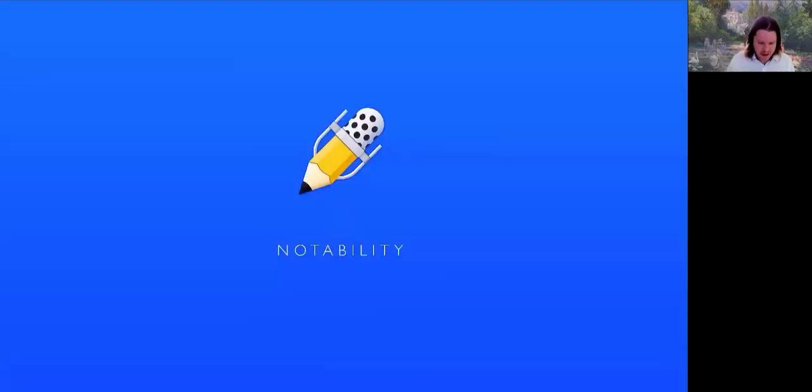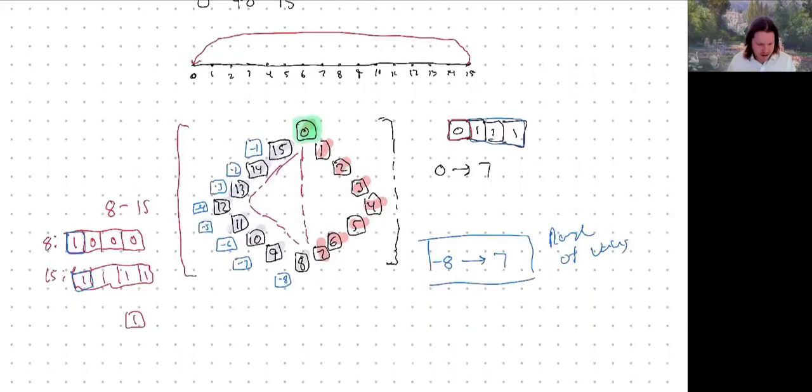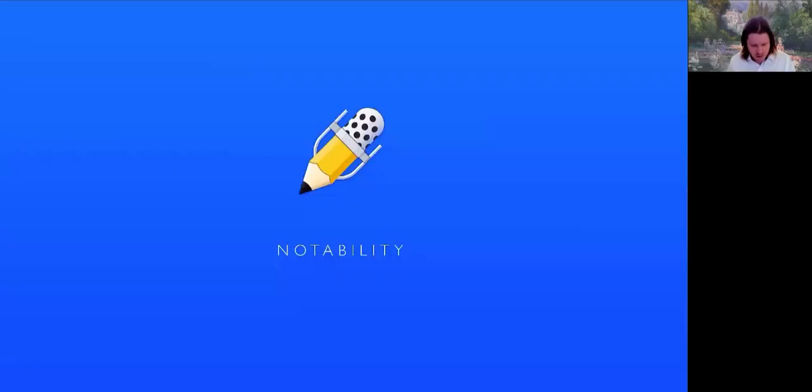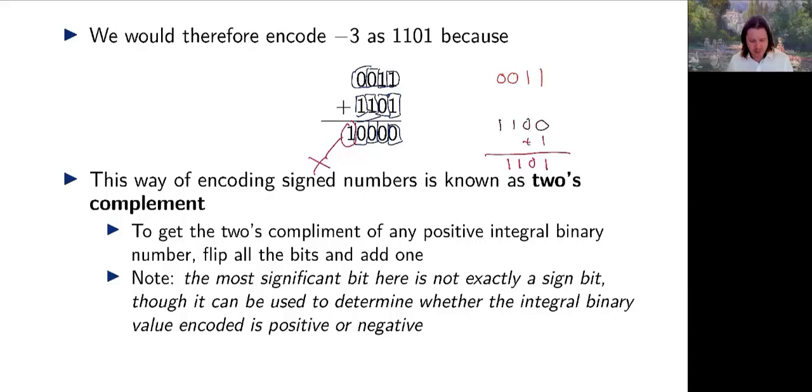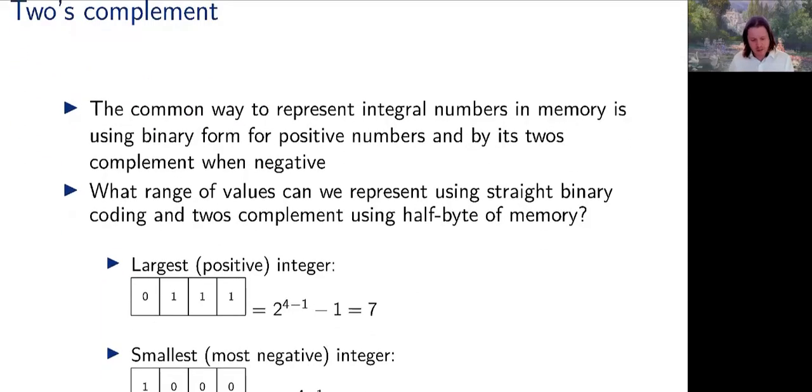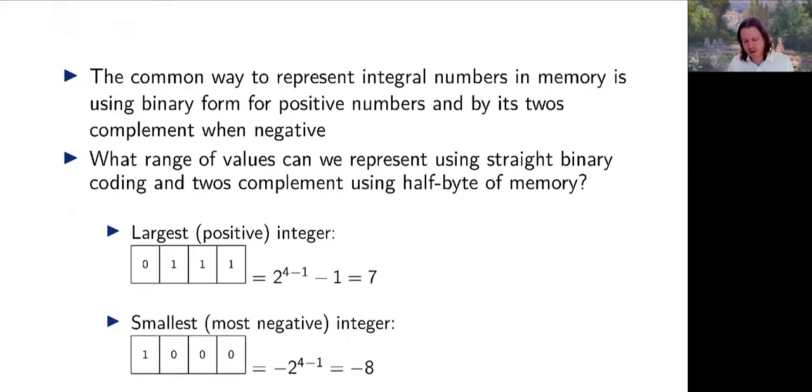Let me jump back here to the slide deck. Oops. And we'll go ahead and finish this out. So 2's complement. The common way to represent integral numbers in memory is using binary form for positive numbers and by its 2's complement for the negative values. The question becomes, what range of values can we represent using straight binary coding and 2's complement using, say, that half byte of memory? Well, I drew it out.